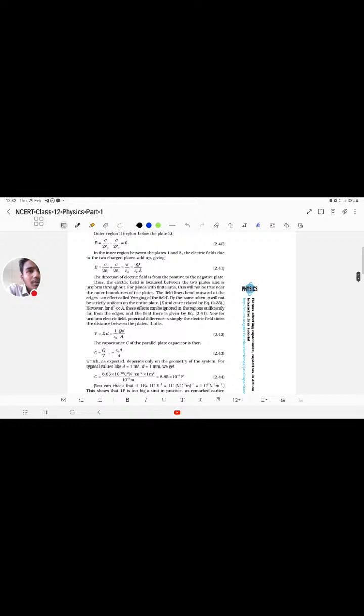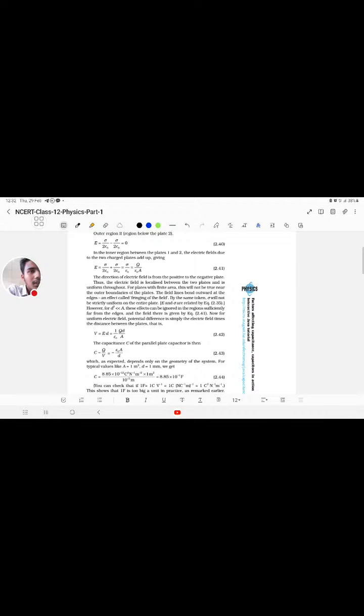Sigma by epsilon. Okay, that's going to be the electric field between the region. So the direction of electric field is from the positive to the negative plate. Thus, the electric field is localized between the two plates and is uniform throughout. For plates with finite area, this will not be true near the outer boundaries of the plates. The field lines bend outward at the edges, an effect called the fringing of the field.